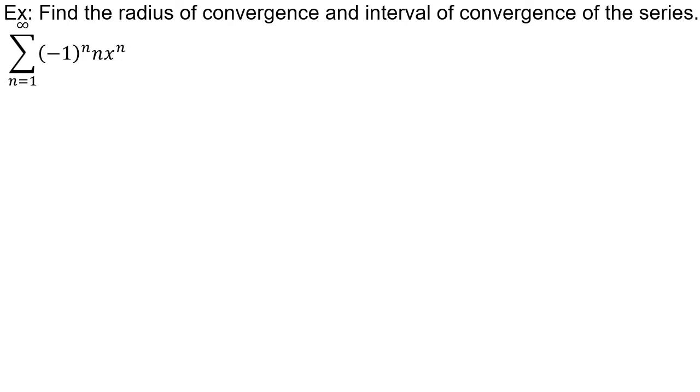So let's try one. Find the radius of convergence and the interval of convergence for the sum of (-1)^n times n x^n. The thing we're going to start with on all of these problems is the ratio test. So what I want to do is take the limit as n goes to infinity of the absolute value.